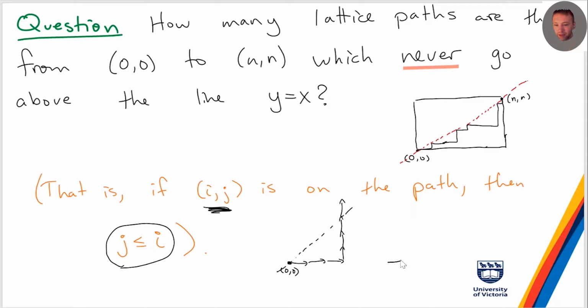If I go right once, right again, then up, and then right, I've gone right 3 times and up once. I'm not allowed to do 3 ups in a row, for example. These are not allowed because you would go above the y equals x line.